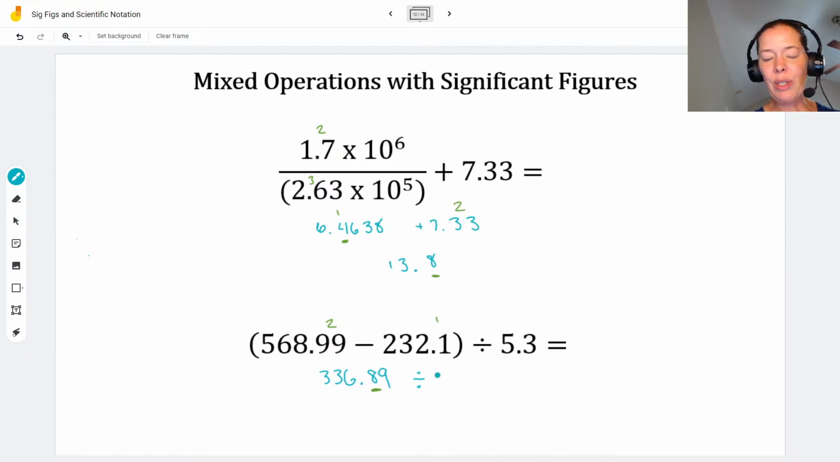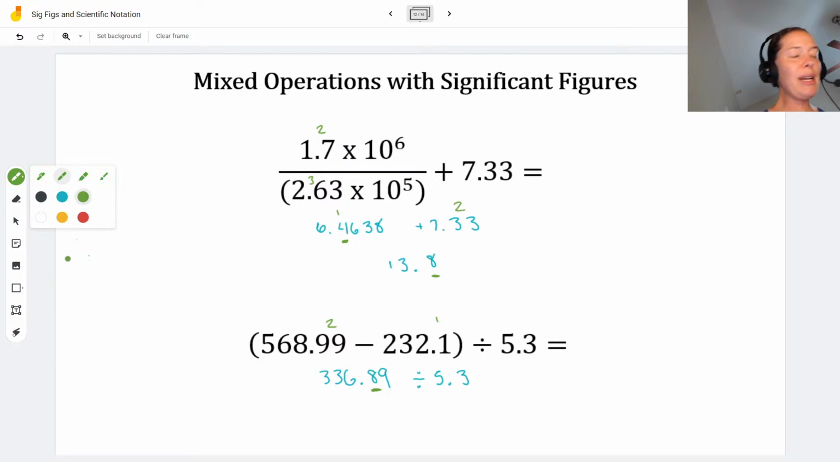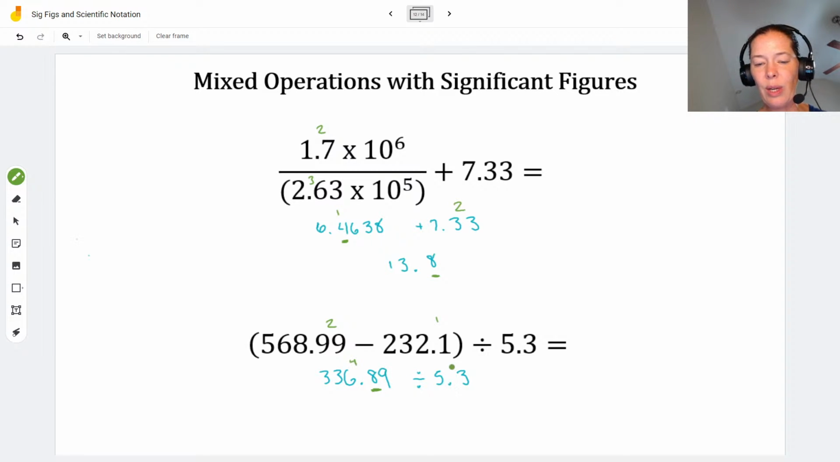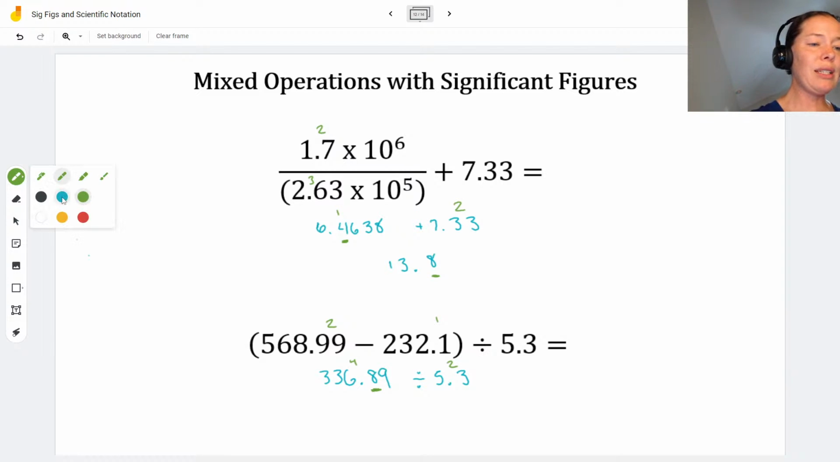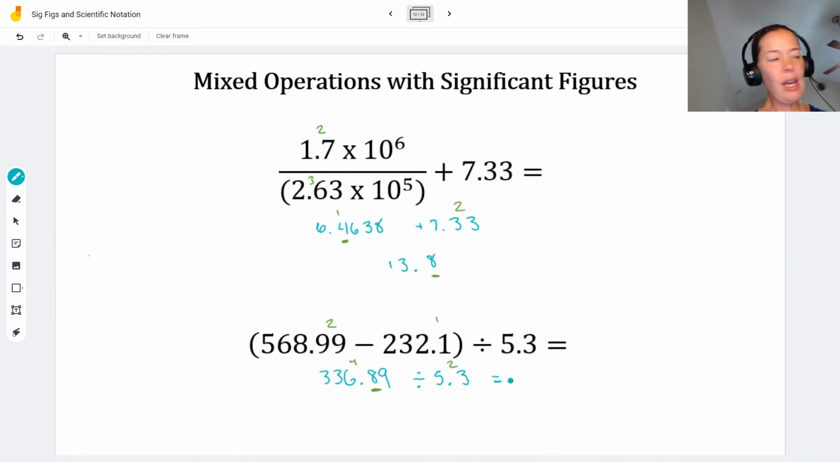And then I'm going to divide by my 5.3. And so for my sig figs, for my final answer, this calculation has 1, 2, 3, 4 sig figs, and this one has 2. So when I put this in my calculator, I want to make sure I round to 2 sig figs, and that is going to give me 63.